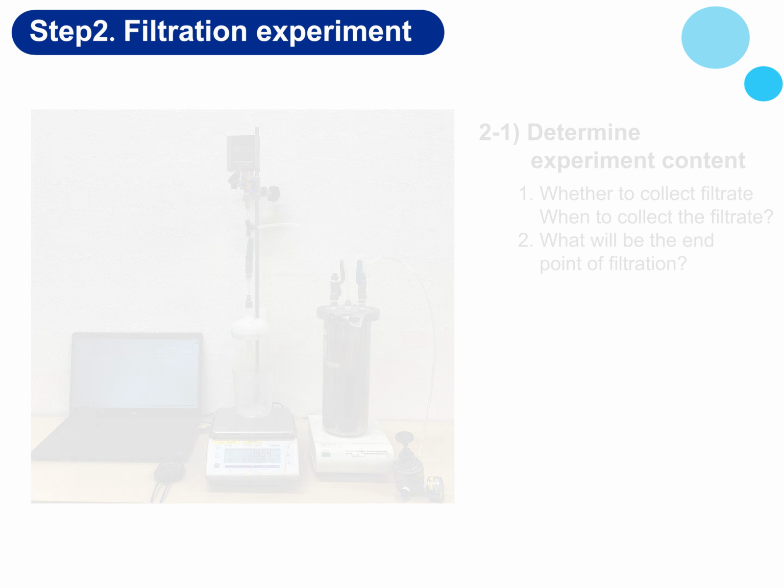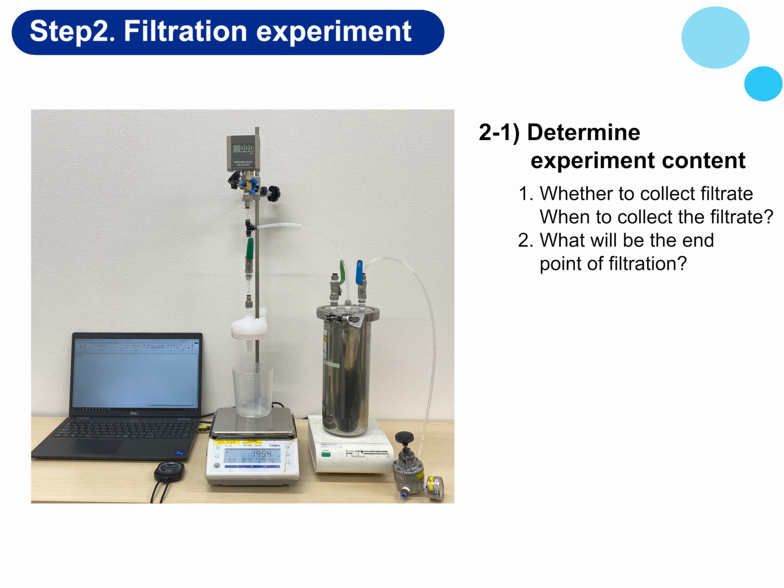Step 2. Filtration experiment. Before starting the filtration experiment, confirm the flow of the experiment content according to the objectives determined in 1.1, setting objectives. In a constant pressure filtration experiment, the filtrate mass is recorded at regular intervals from the start of filtration, and the filtrate is collected at arbitrary points.